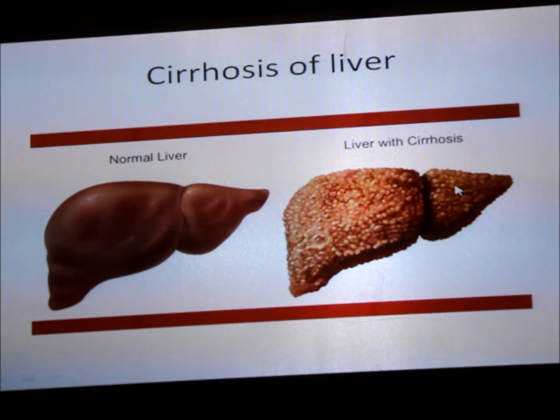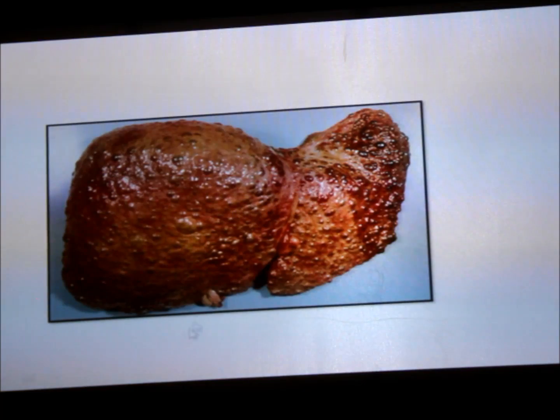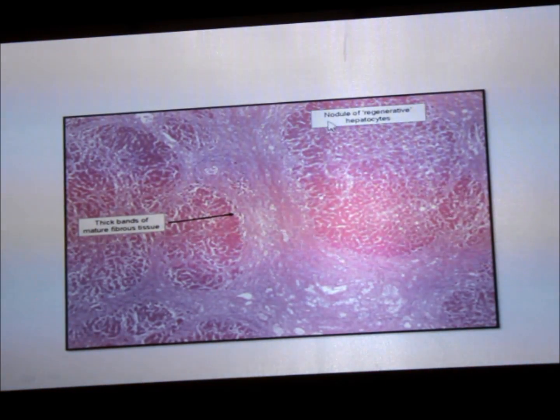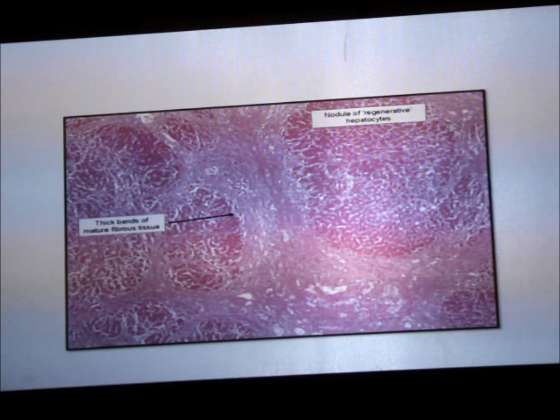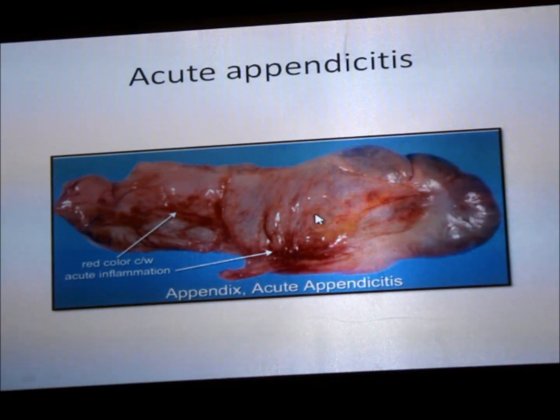Cirrhosis of liver. This is normal liver, this is how nodules look, micronodular or macronodular. This is another specimen of cirrhosis of liver. Inside the liver you will find collagen fibrous bands surrounding regenerative hepatocytes forming nodules. This picture we have already seen, cirrhosis of liver.